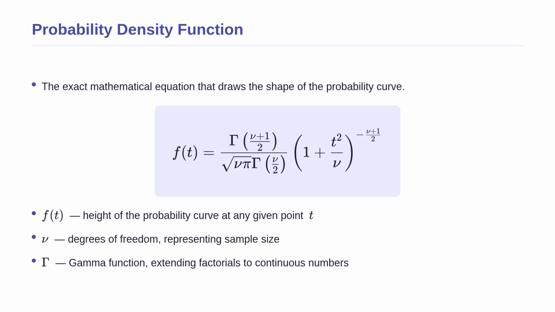The capital Greek letter gamma represents the gamma function, which is an advanced mathematical tool that extends the concept of factorials to continuous numbers. The equation has two main parts, a complex constant fraction at the front involving these gamma functions and a variable part at the end involving t and nu. If nu increases, the fraction at the front stabilizes, and the exponent at the back drives the shape of the curve toward a normal bell shape.